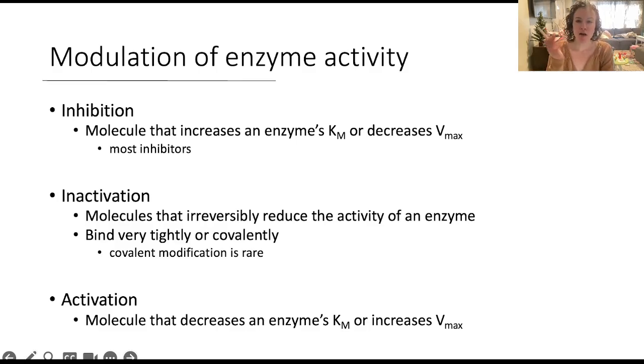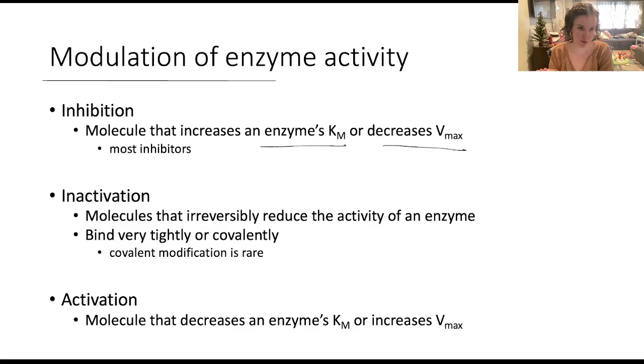And so when we talk about inhibition today, I really also want us to think more broadly about modulation of enzyme activity. So we can think about inhibition. Inhibition is what happens when a molecule either increases an enzyme's Km, so binding gets worse, or it decreases the Vmax. Again, the chemistry gets worse.